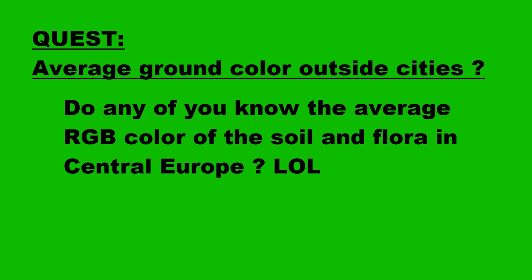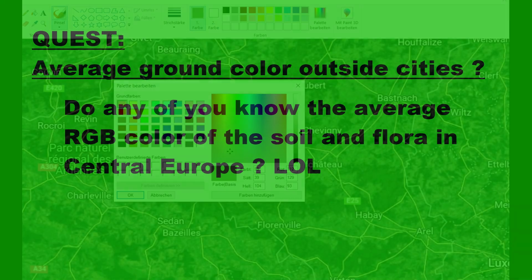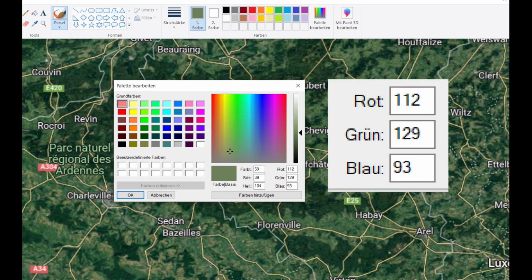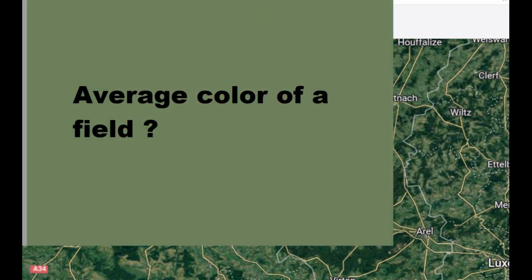Okay, then let's try to find the theoretically best colors. I'll make it precise quickly. An easy way to find the ground color would be to take a satellite image and use paint to find the RGB values. As you can see here, the RGB values are 112, 192, 93. Another way would be to determine it from a photograph of the floor.